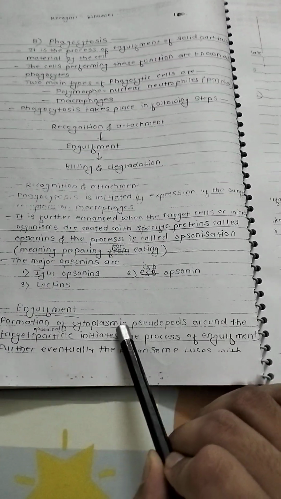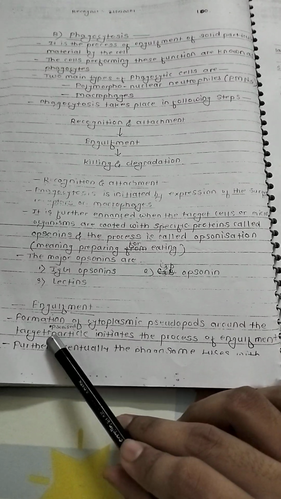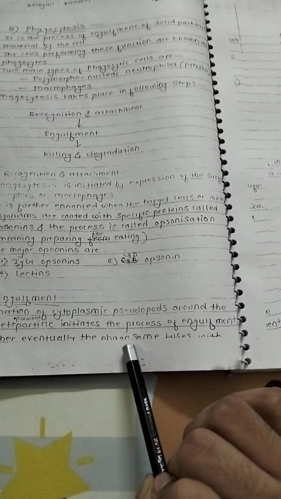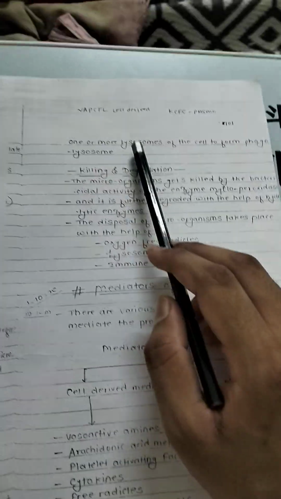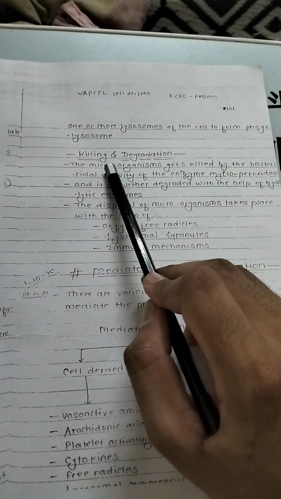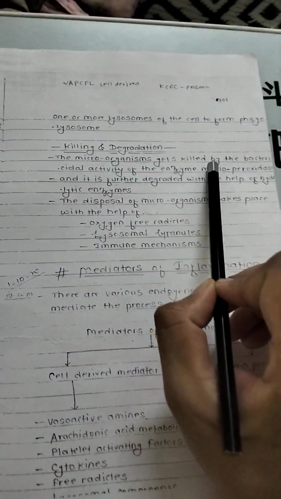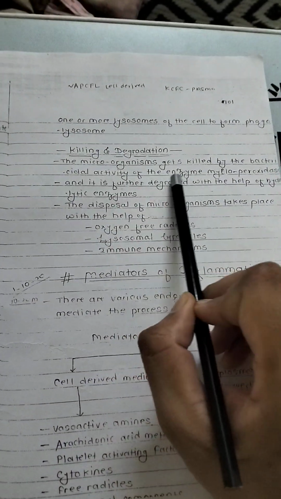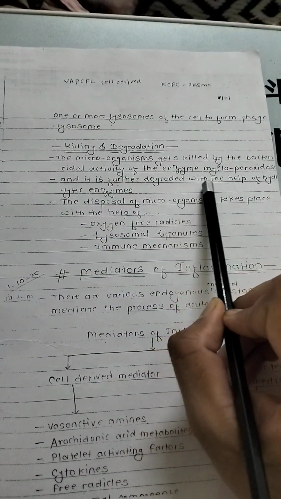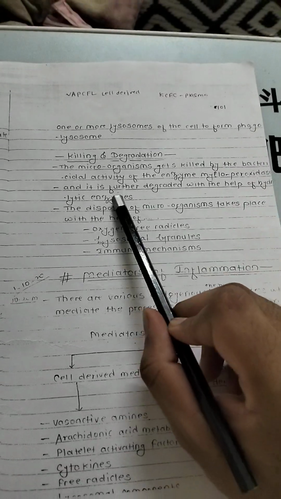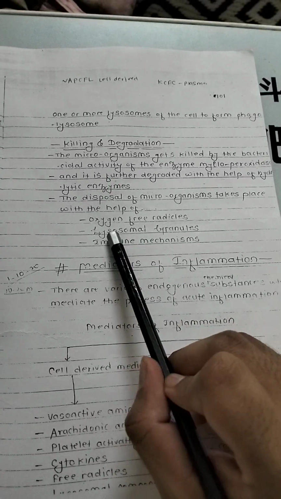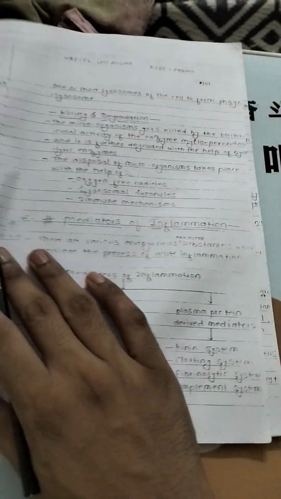Engulfment: formation of cytoplasmic pseudopodia around the target particle initiates the process of engulfment. Eventually the phagosome fuses with one or more lysosomes of the cell to form the phagolysosome. Killing and degradation: the microorganism gets killed by the bactericidal activity of enzymes such as peroxidases, and it is further degraded with the help of hydrolytic enzymes. The disposal of the microorganism takes place with the help of oxygen free radicals, lysosomal granules, and immune mechanisms.